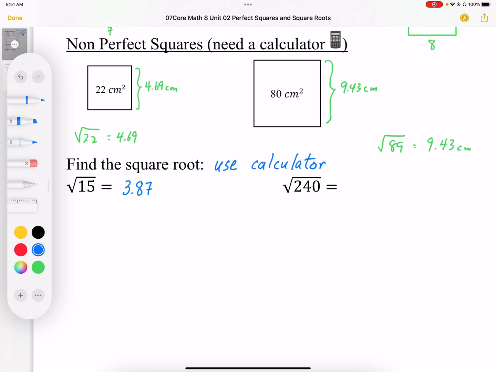So square root of 240. Okay, make sure you've done that. And the answer you should be getting from your calculator is 15.491, which we're going to round to 15.49.